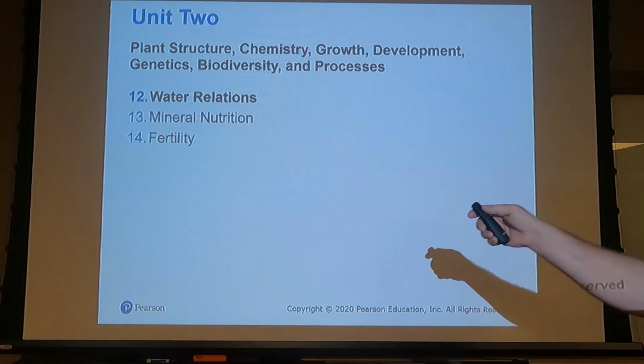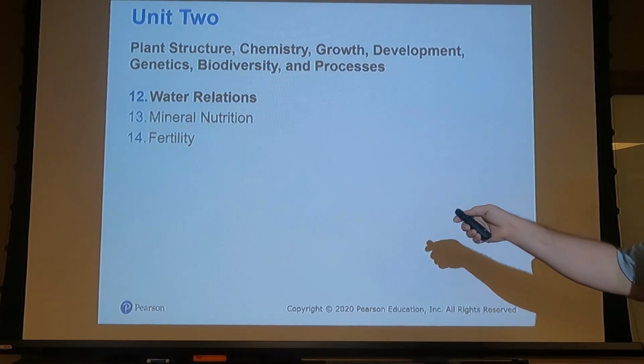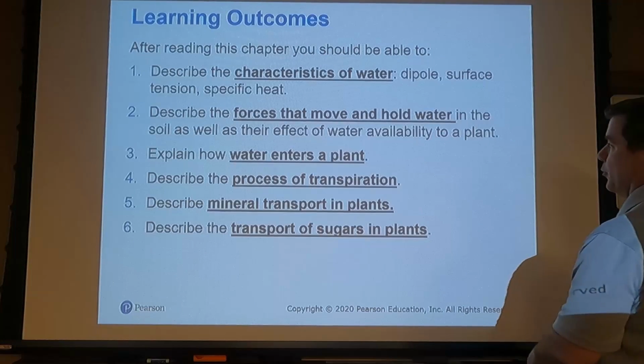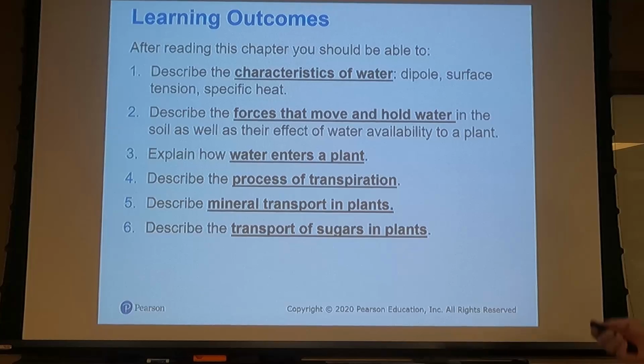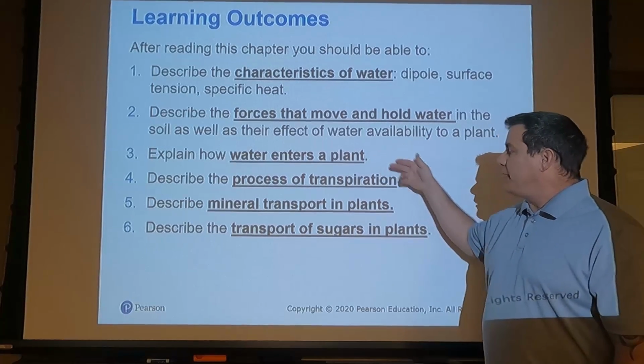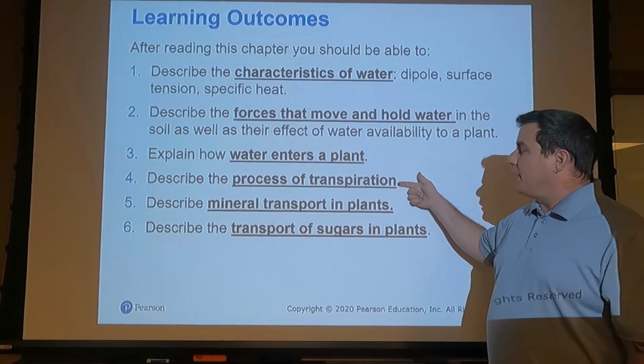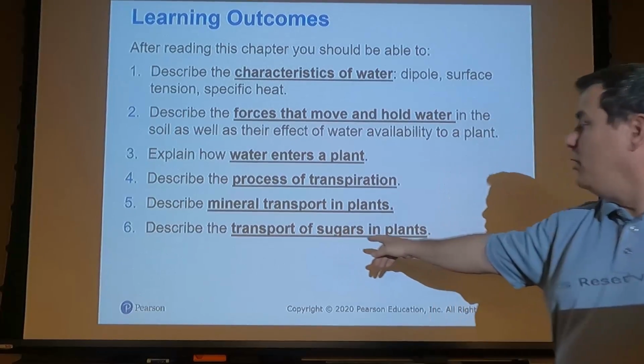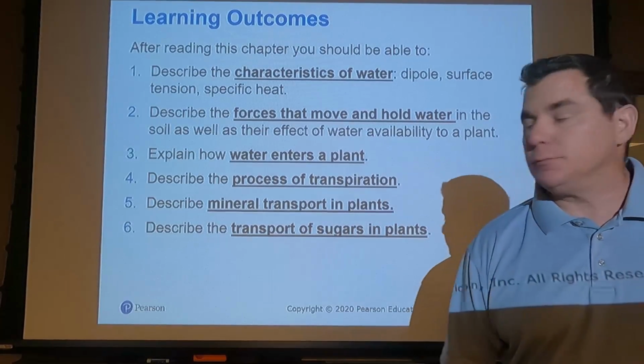So in unit 3 actually, we're going to talk about water relations, mineral nutrition, and a little bit about fertility. The learning outcomes are going to be: describe the characteristics of water, the forces that move and hold that water, how water enters the plant, transpiration, and transport of minerals and sugars.